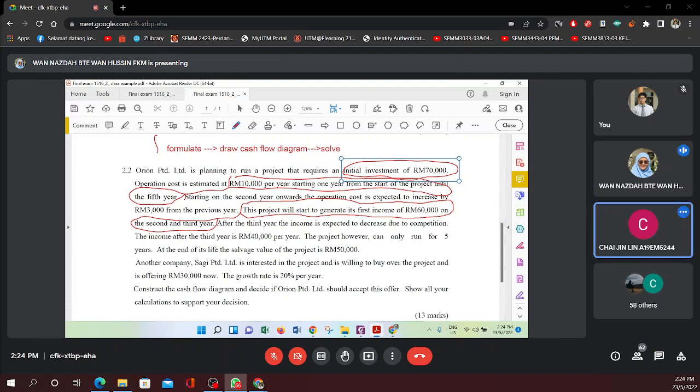Okay. All right, good. All right, who wants to do this? After the third year, the income is expected to decrease due to competition, and the income after the third year is 40,000.